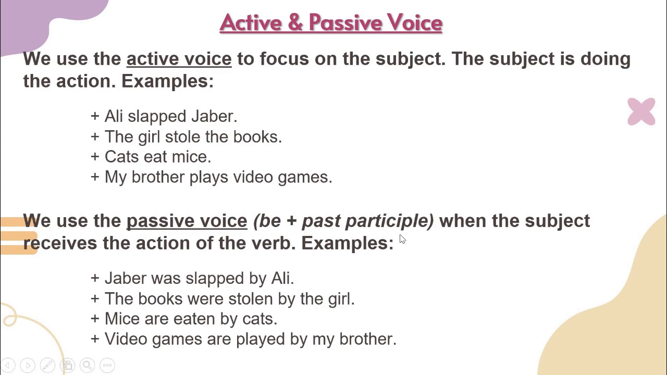Okay? Remember, guys, the past participle in Arabic is called, I think, تصريف الثالث. Okay? You have the simple present, you have the simple past, and then the past participle, okay? Let's look at the third example. Again, cats eat mice. So this is in the active voice.